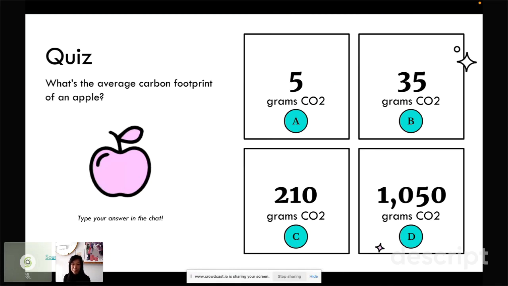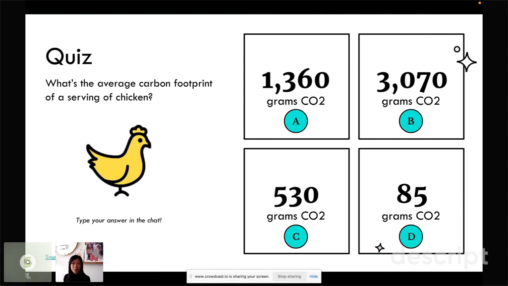Okay. Shireen says B. Joachim says B. We've got some B's, some A's. We've even got a D, 1,050. Now, if you were paying really close attention to maybe a couple minutes ago, you will remember potato is 40 grams of CO2. So maybe that will give it away. And the answer is an apple is on average 35 grams of CO2. And I will say that this really depends on which country your apple came from, how far your apple travelled from you to the store, but on average, an apple is 35 grams of CO2.